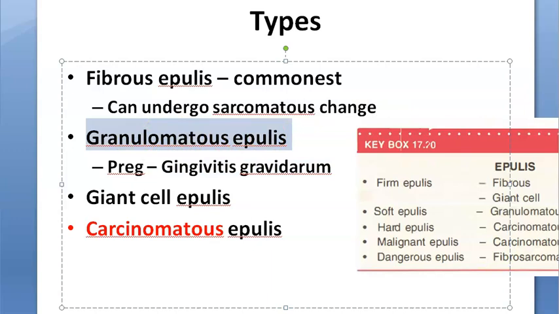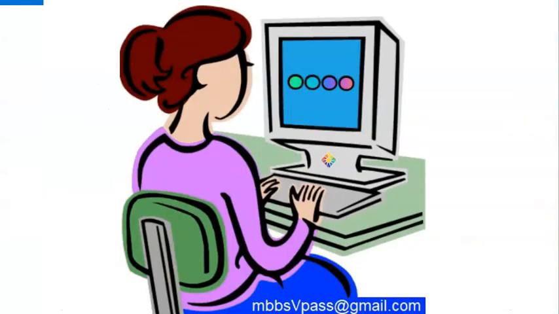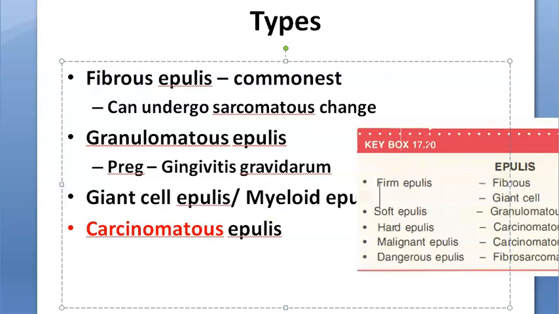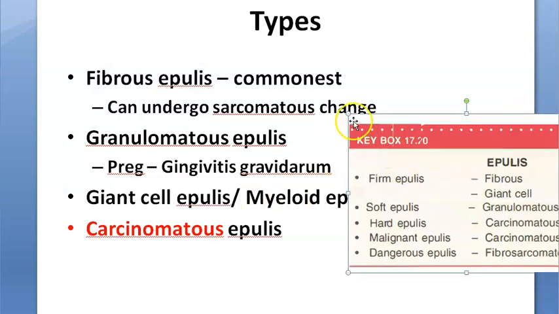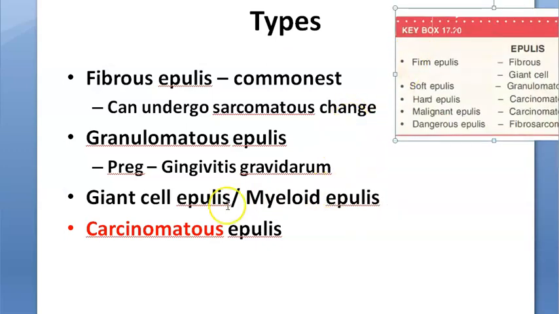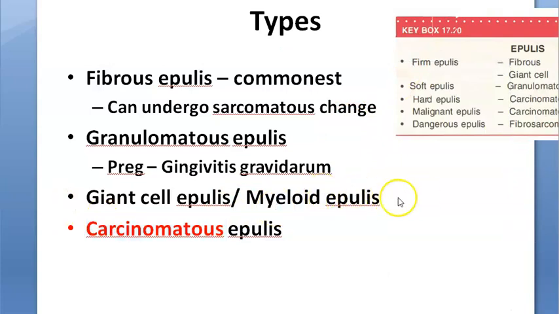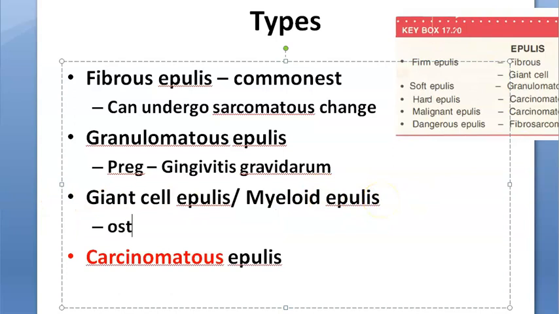Okay, are you understanding? Are you with us? What are we looking at today? We are looking at epulis. Epulis types, you have seen fibrous, then granulomatous. Then you have the giant cell epulis, also called myeloid epulis. There is nothing much to remember; they give extra names to these things. Myeloid epulis is an osteoclastoma arising in the jaw.